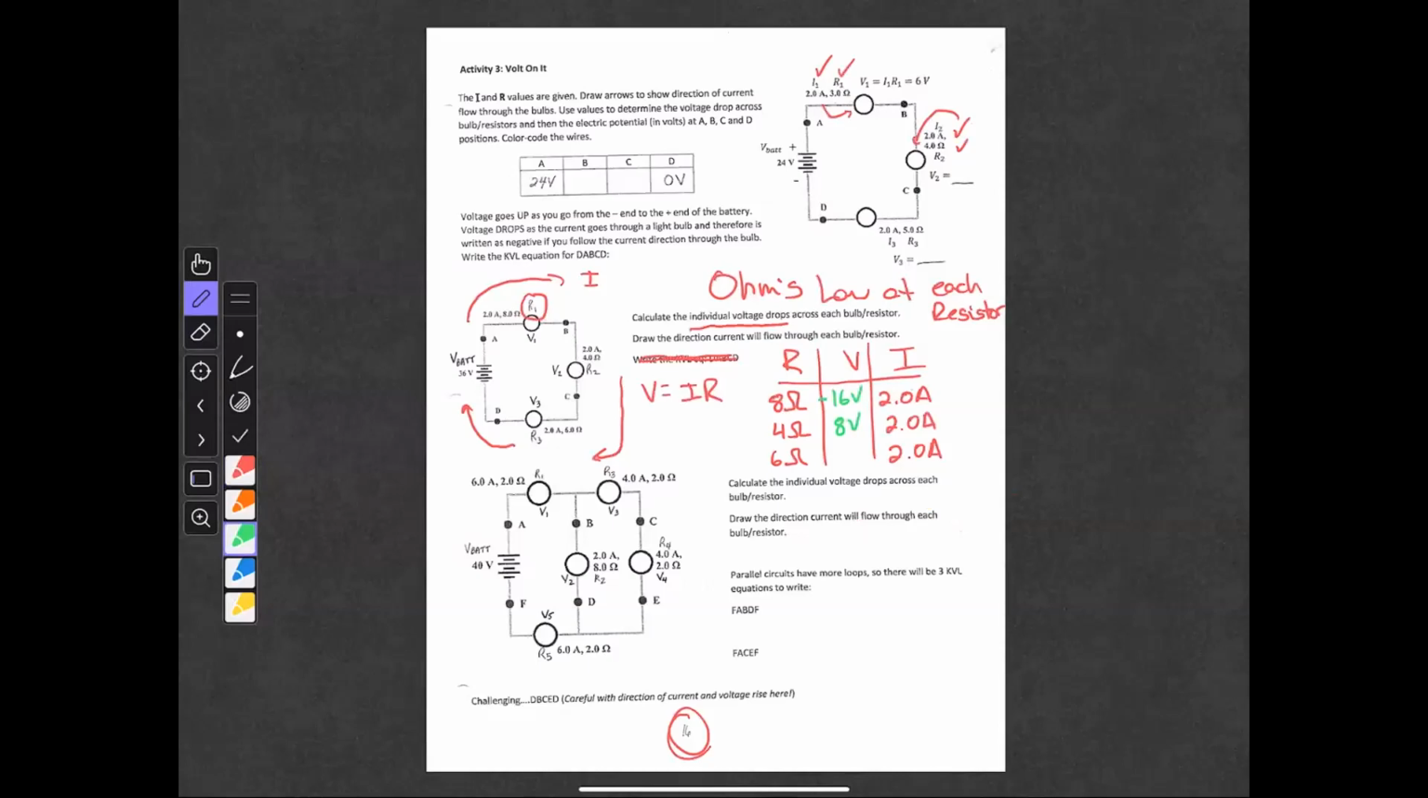The second resistor, 4 times 2, 8 volts. And these are negative, right? These are the loss of energy. It's turning into light, it's turning into heat, but it is no longer electrical potential energy. And of course, 6 times 2, negative 12 volts.